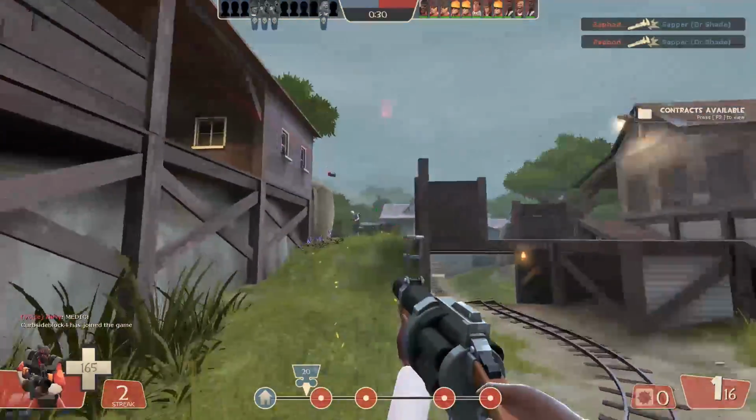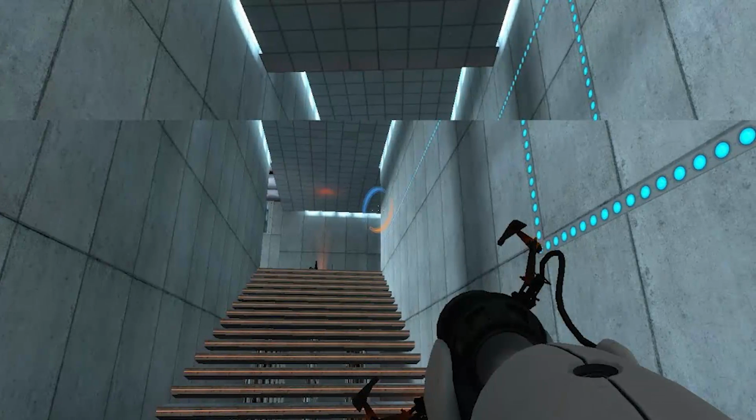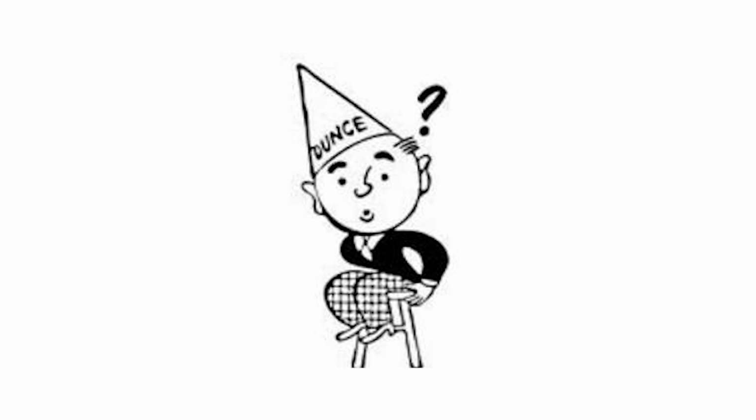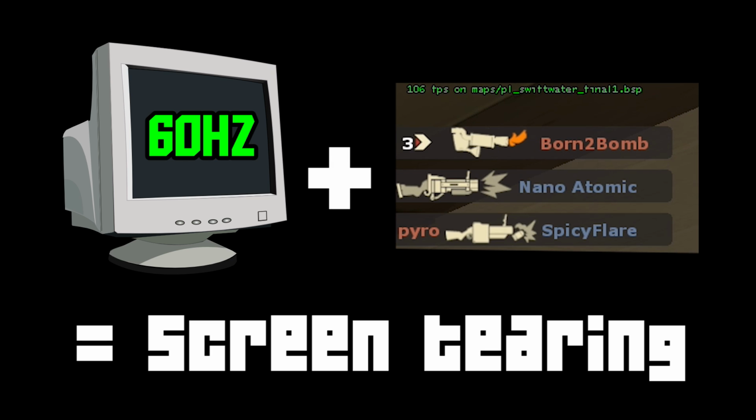You've all seen screen tearing before, surely. You know, when you're just trying to play a video game and suddenly there's a big line down your screen. It's a screen tear. But what causes screen tearing? Screen tearing occurs when the FPS of your monitor and the FPS of your graphics card become out of sync.